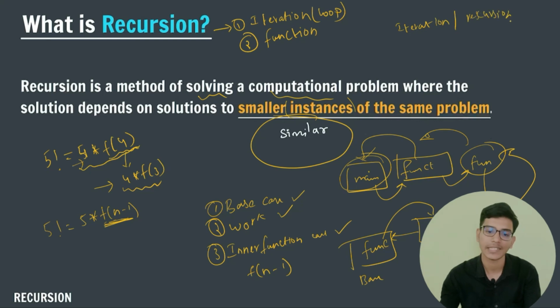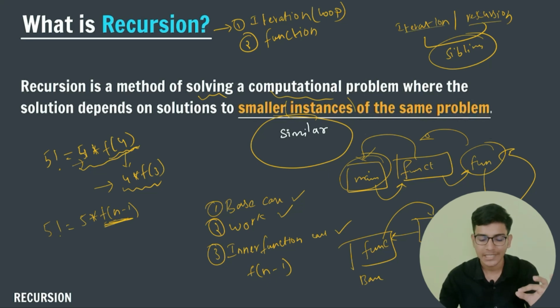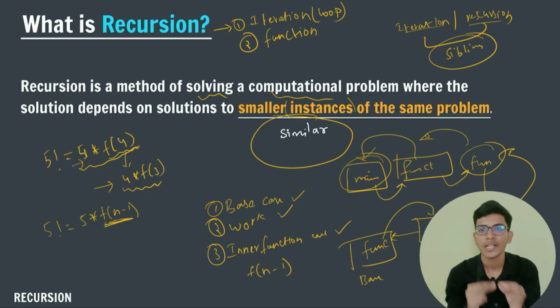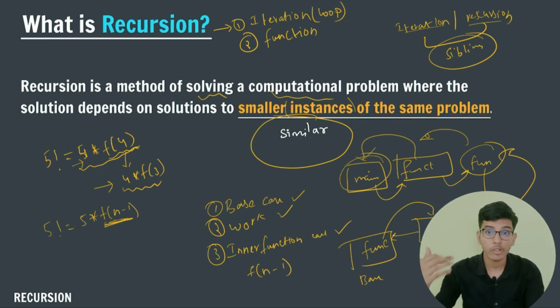Recursion and iteration are like siblings. You can solve any given problem using the iteration approach or the recursion approach. If the interviewer particularly asks you to do this problem using the iteration approach only, then you should proceed with the iterative approach. If the interviewer asks you to do this particular question using the recursive method only, then you should proceed with the recursive approach only.